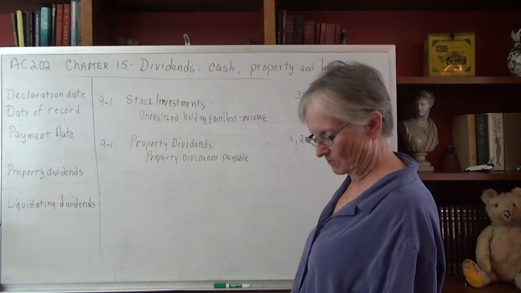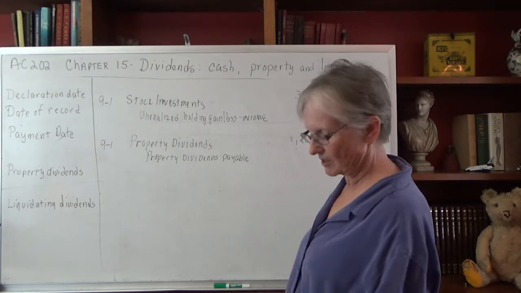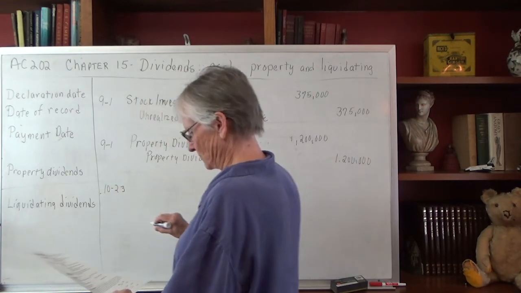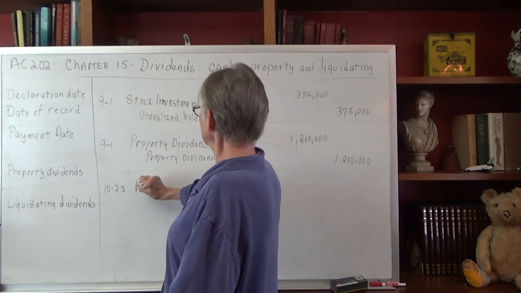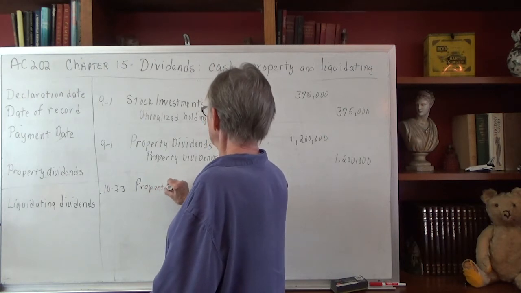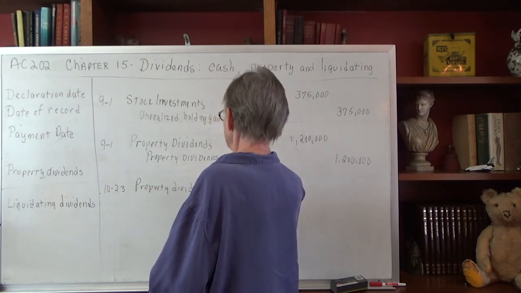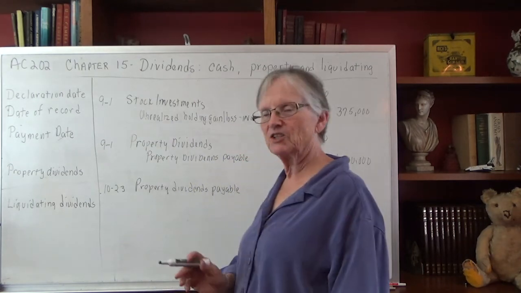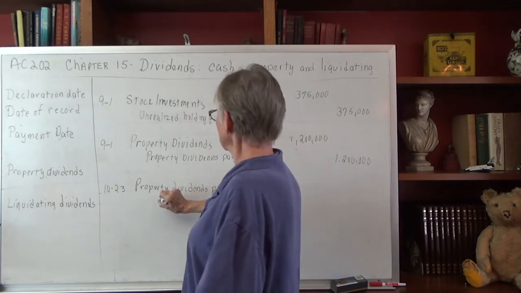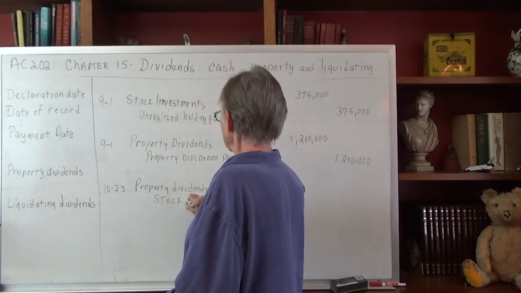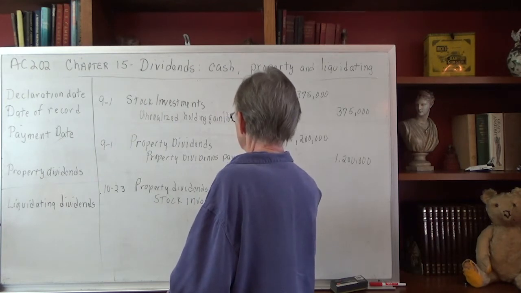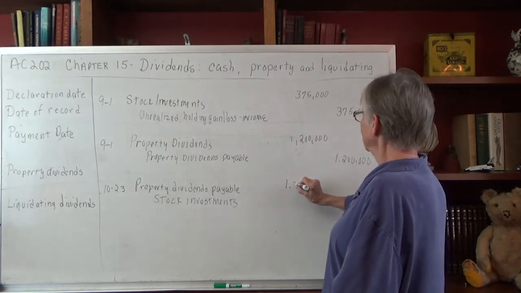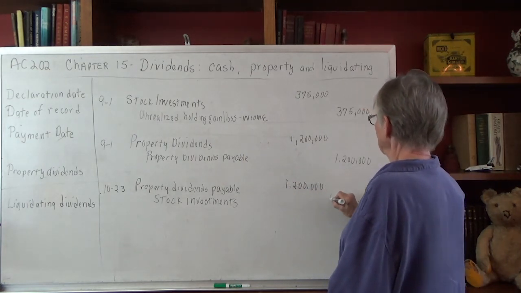Okay, and then you could have a date of record, as we did with the cash dividends. Now, look what happens on the 23rd when this is actually paid. We're going to reduce the liability, property dividends payable, which makes sense, but we're not paying out cash here. We're paying out the stock investments. So we're actually distributing those stock investments to all our happy stockholders. So those come off the books also at the 1.2 million.